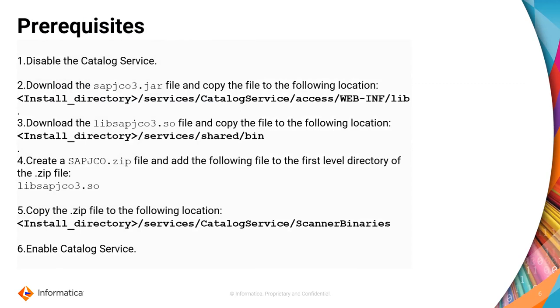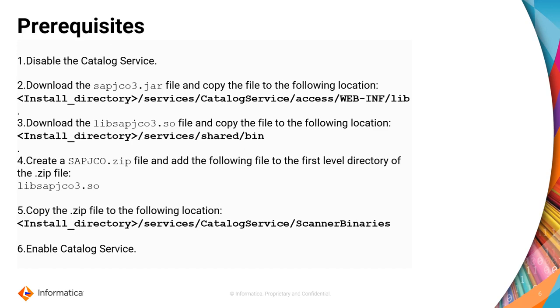We also have some prerequisites before configuring the resource in EDC LDM admin. First of all, we need to disable the catalog service, which we can do by heading to Informatica Administrator, under Services and Nodes, Catalog Service, Action tab, and disable or enable the services. First, we will disable the services, download the SAP JCO3.jar file, and place it under the Informatica installer directory, which will be info home, services, catalog service, access, webinf, and lib folder.